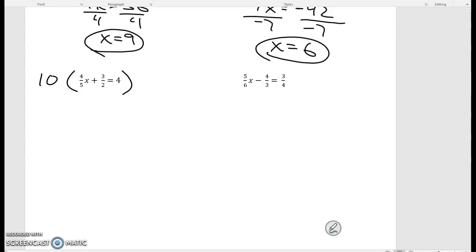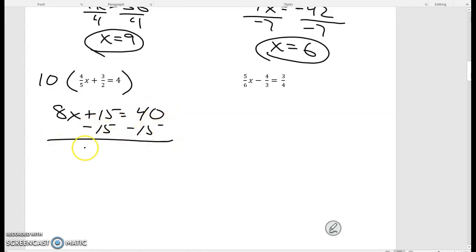10 divided by 5 is 2. 2 times 4 is 8. 10 divided by 2 is 5. 5 times 3 is 15. And 10 times 4 is 40. We're going to subtract 15 on both sides. 8x equals 25. I'm going to divide by 8 on both sides, and x equals 25 over 8.